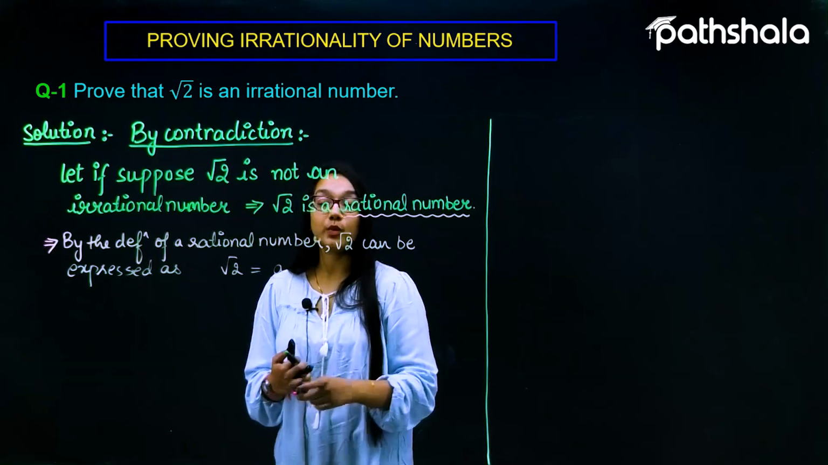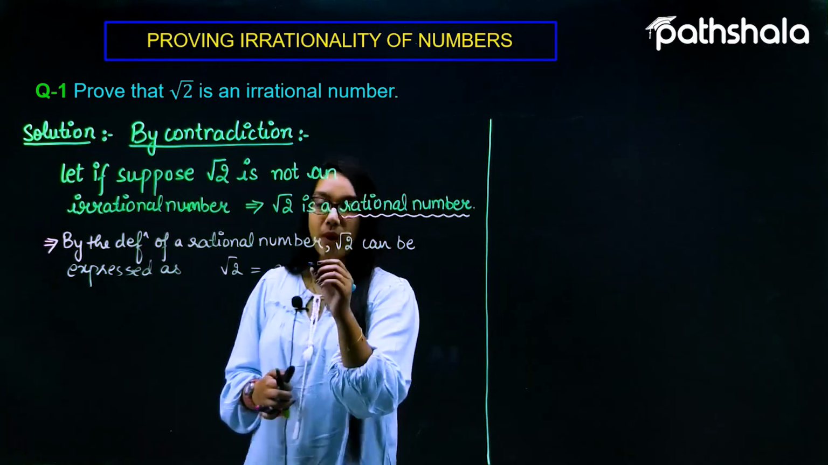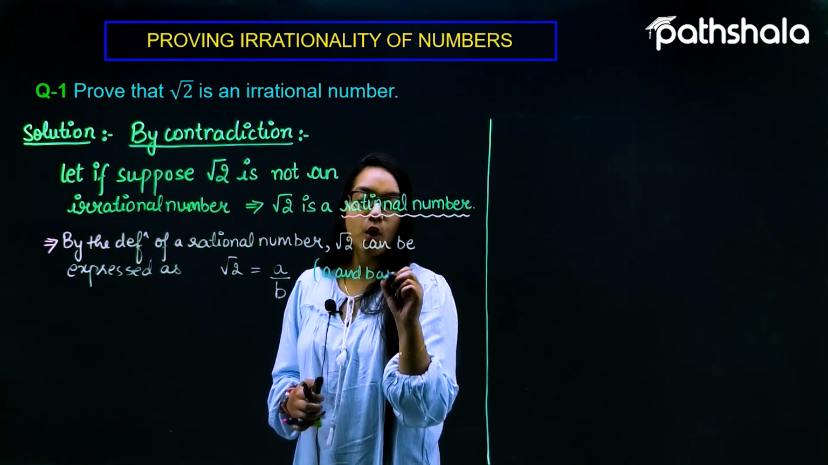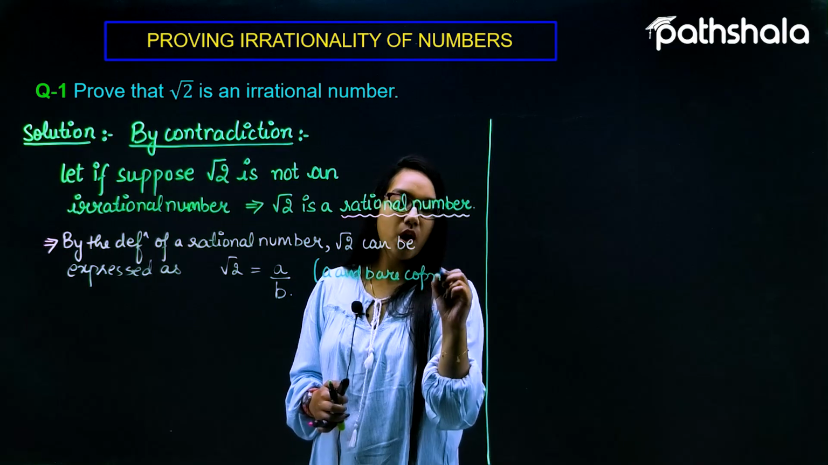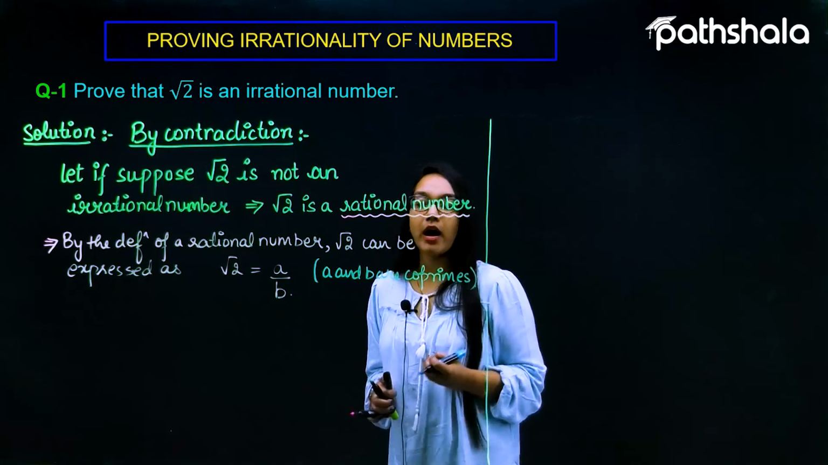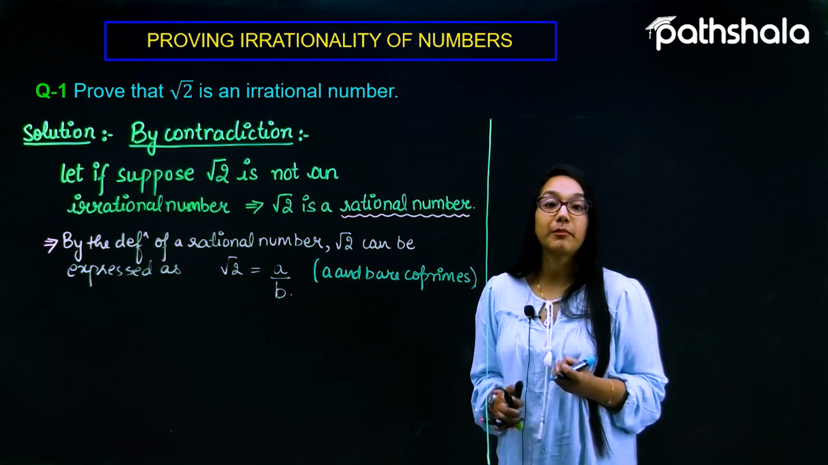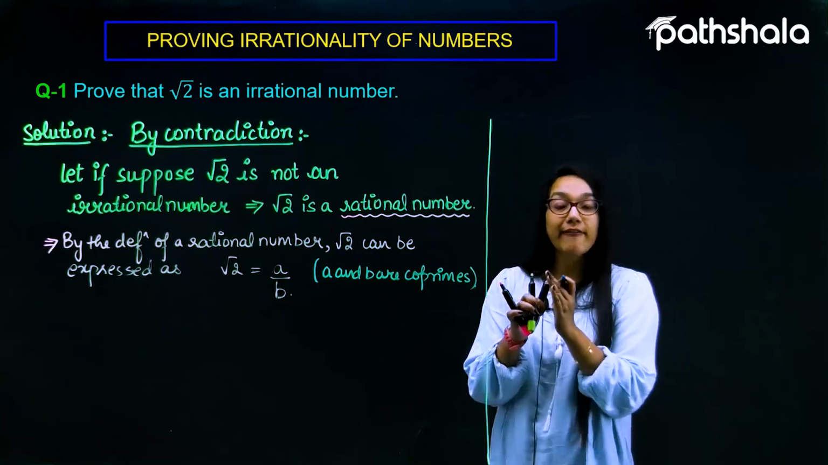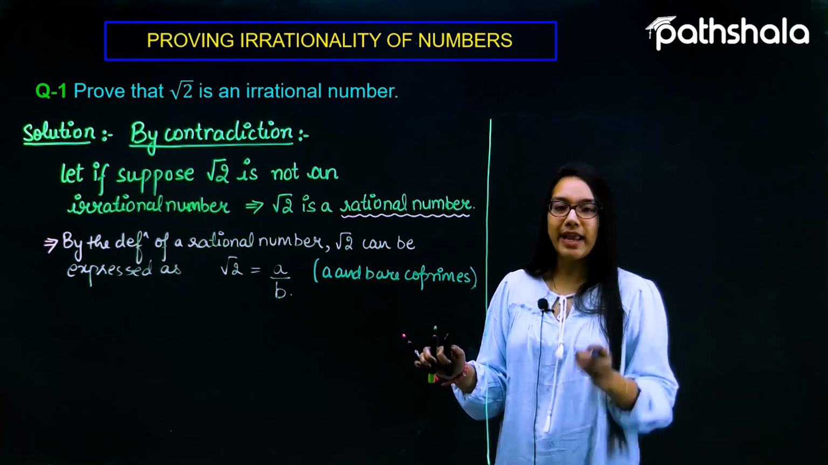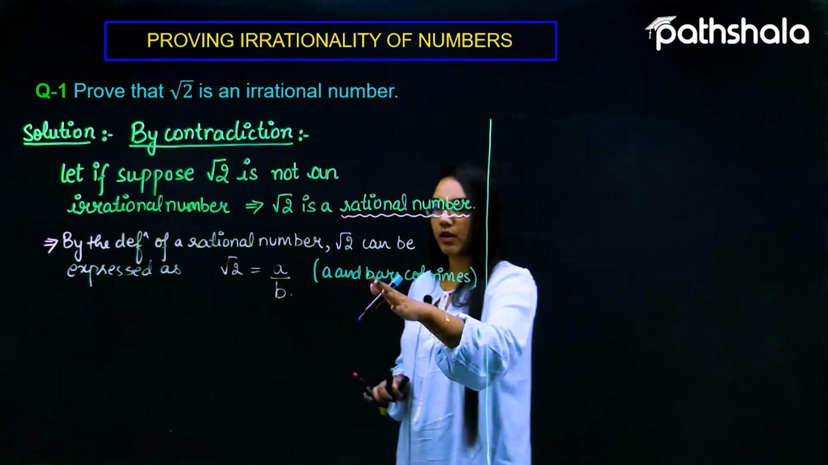Square root 2 is equal to a by b, where a and b are co-primes. They only have a highest common factor, which is nothing but 1. Other than that, they do not have any common factor. So except 1, they do not have any common factor. A and B are co-prime.